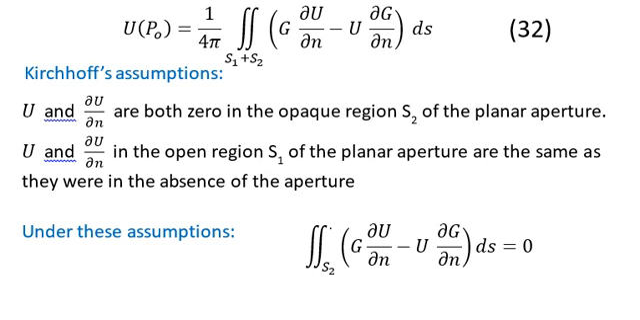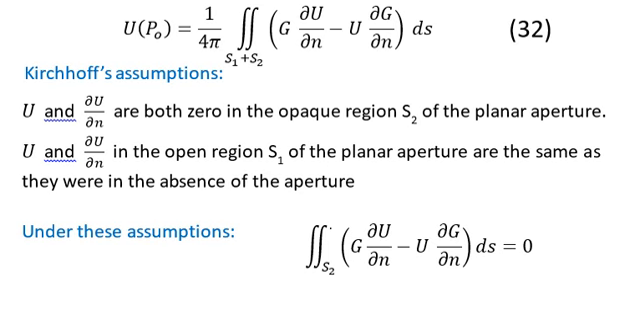And what is the second condition? U and its partial derivative in the open region S1 of the planar aperture, that is, in the clear region of the aperture, are the same as they were in the absence of the aperture. So whether the aperture is there or not, in the clear aperture U and its partial derivative are the same as if the aperture is not present. So, two assumptions.